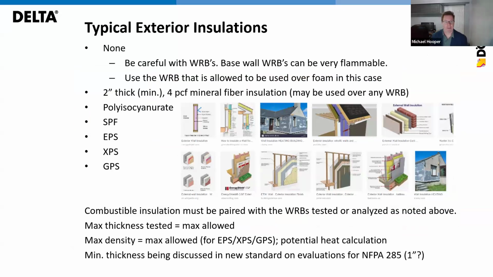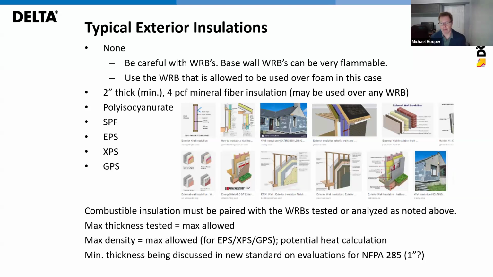As I said, there's a lot of variables in the type of insulation we use, and it can also be used in multiple places. It can be used in the wall cavity itself, as well as continuous exterior insulation. These installations will typically be either mineral fiber insulation, which is a great non-combustible type insulation, but can also be polyiso, spray polyurethane foam, EPS, XPS, GPS. And all of those installations are combustible.